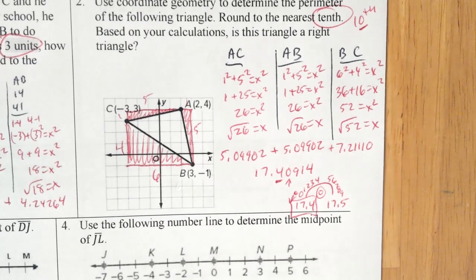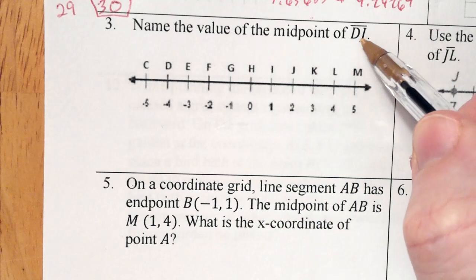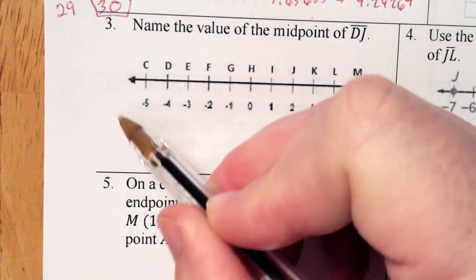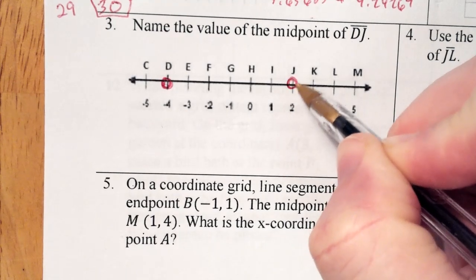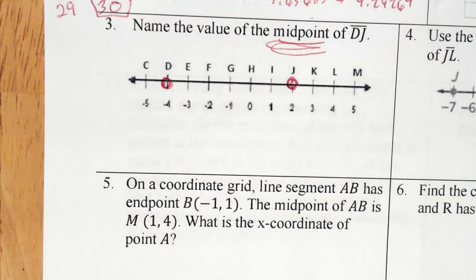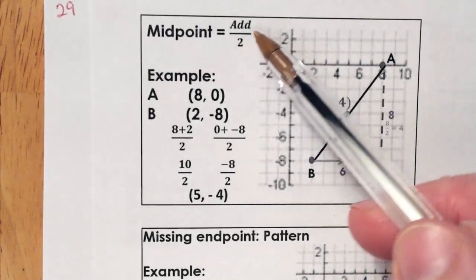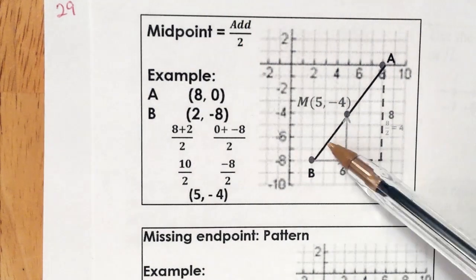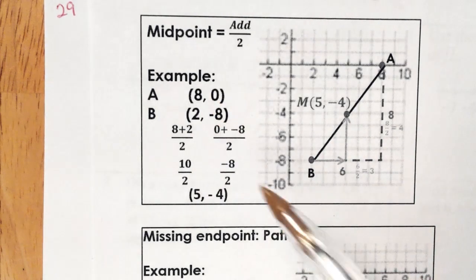All right, let's keep going. So now we're on number 3. Number 3, they said the midpoint of DJ. So here is D, here is J, and we want the middle, right? The midpoint. If you look at your hot topics, when we're given coordinates, we want the midpoint. All you have to do is add them together, divide by 2. So basically, we just want the middle. That's it.